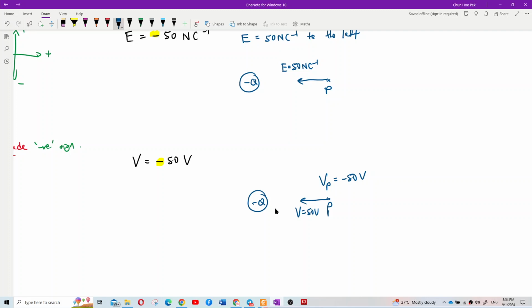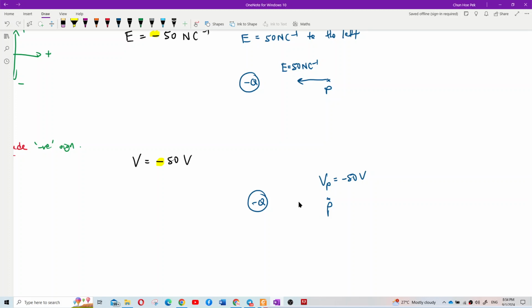Okay, I'm making a joke here. Never mind, the more I say, it's just wasting time. So 50 volt, this is a joke. It's not 50 volt to the left.